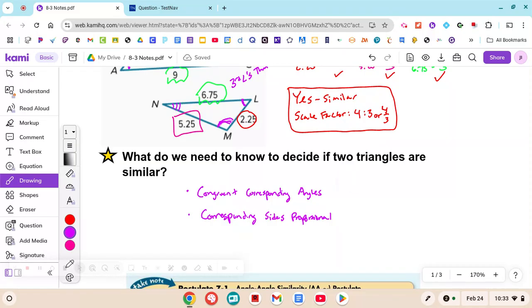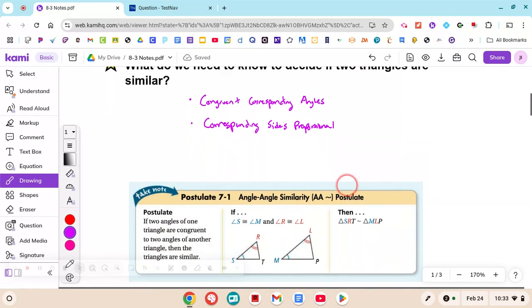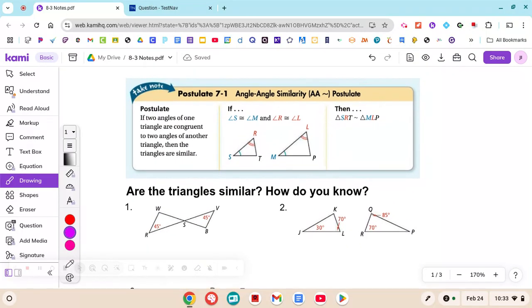But there are shortcuts, just like there were shortcuts when we talked about congruent triangles. So here's one of the shortcuts. This is the focus of today: if you just know information about two of the angles, angle-angle, that's enough to say the two triangles are similar. You wouldn't have to know anything about the sides. You wouldn't have to check for the scale factor. You wouldn't have to know the third angle. The third angle is going to have to be the same. And so that's enough to say that two triangles are similar to each other.